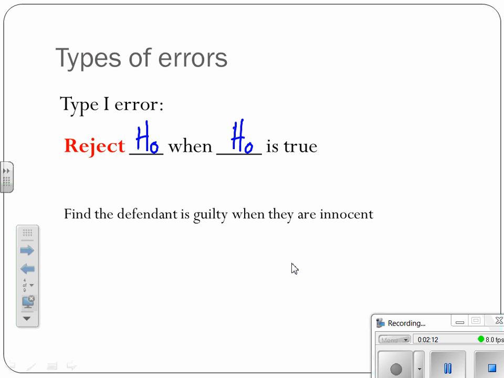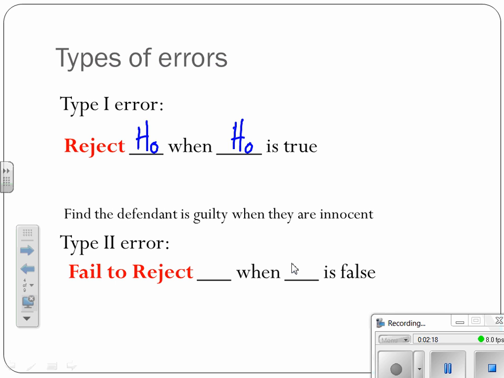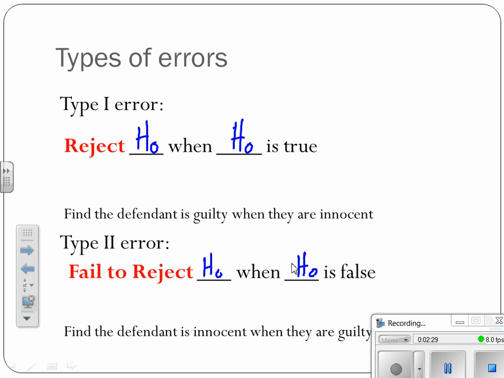The two types of error. So a type 1 error is when we would reject the null when actually the null is true. So in other words, that's when we found the defendant guilty when they were in fact innocent. A type 2 error, we fail to reject the null when it is in fact false. So this scenario would be that we found the defendant innocent when they were actually guilty.